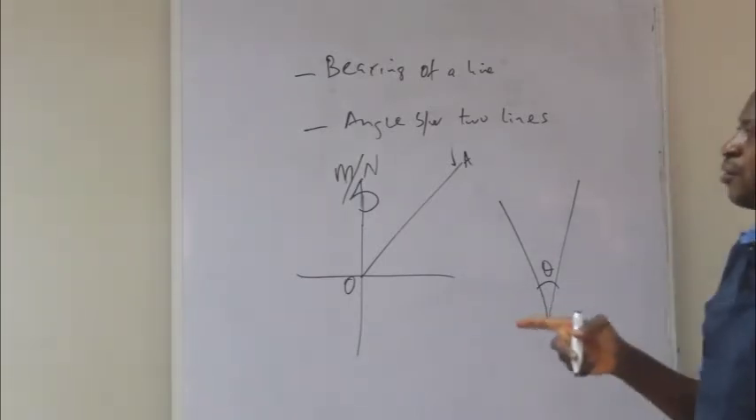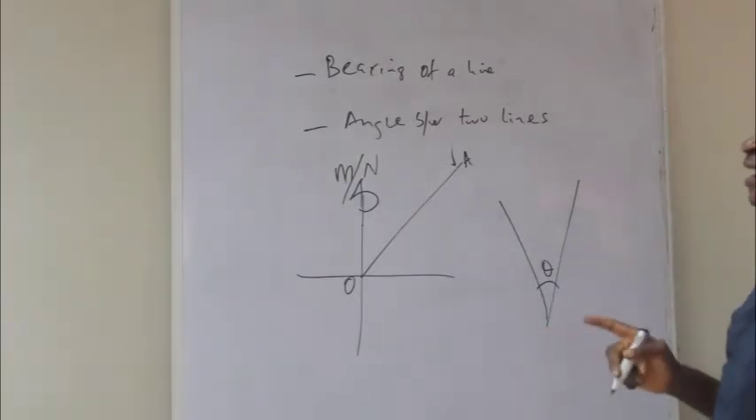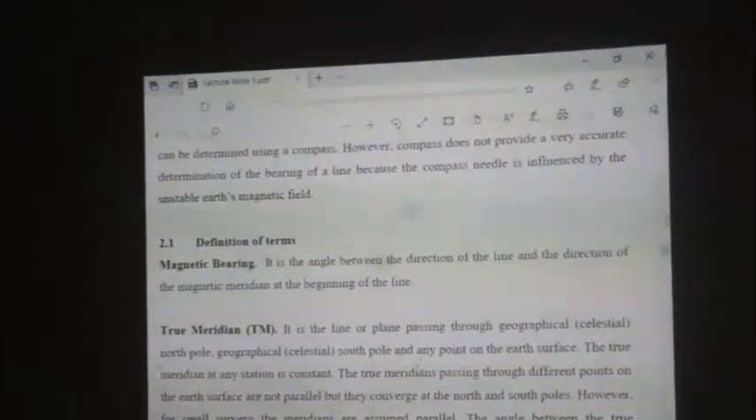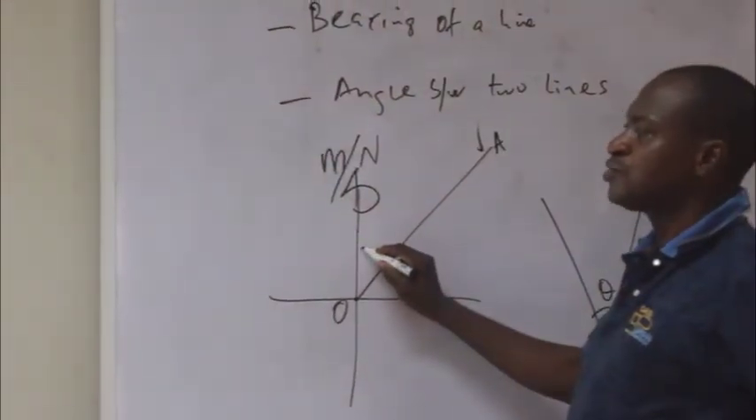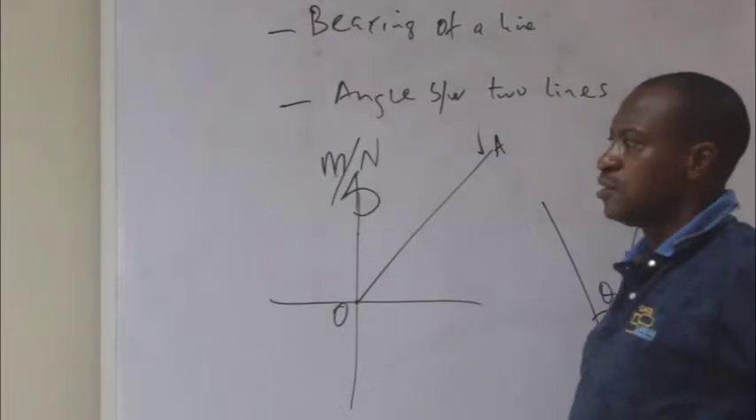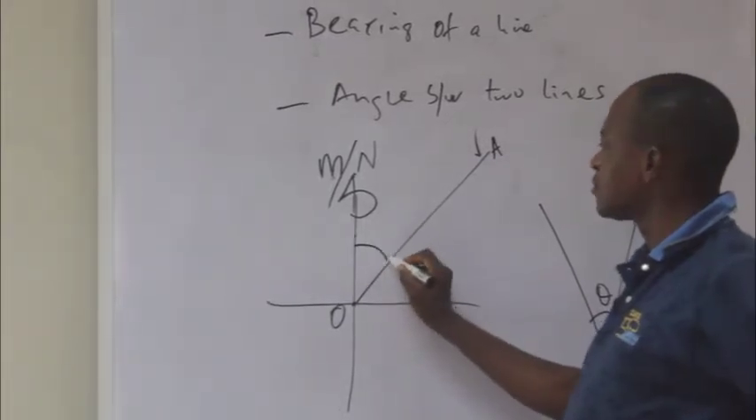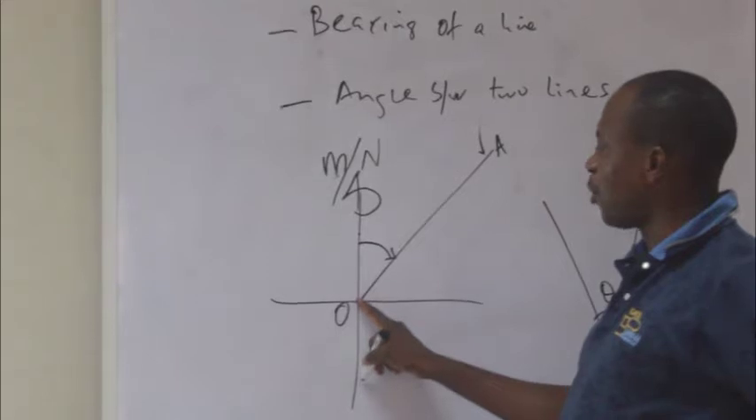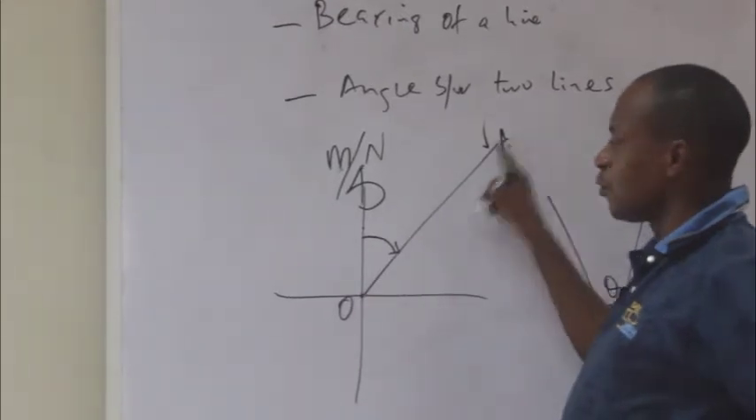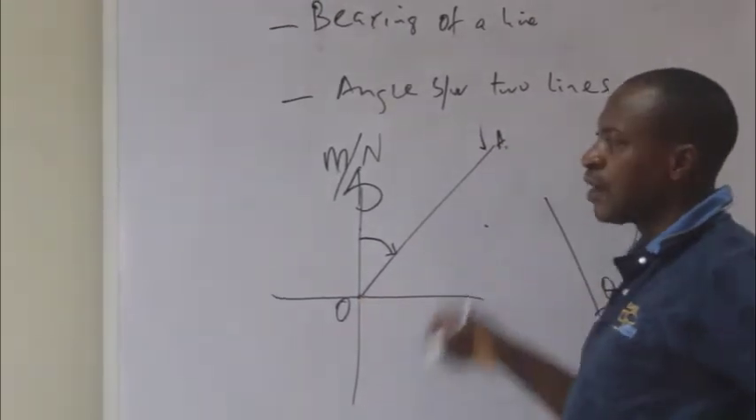So magnetic bearing is the angle between the direction of the line and the direction of the magnetic meridian at the beginning of the line. This is the beginning. This is where you are. This is your origin, where you are standing. So it's the angle measured in a clockwise direction. Take note of that. It's in a clockwise direction from the point where you are standing to a point you aim at.